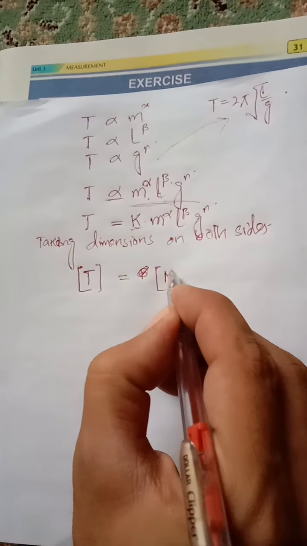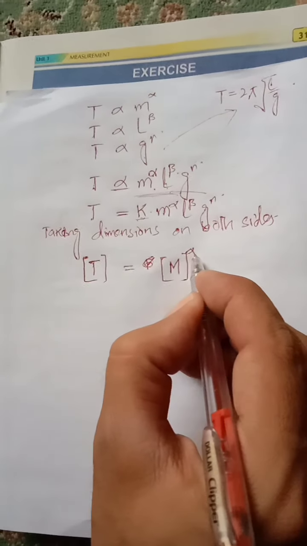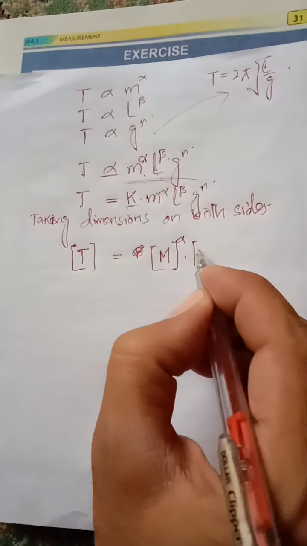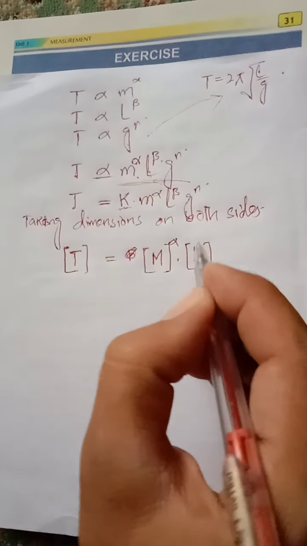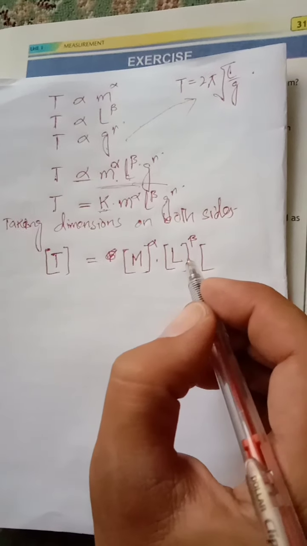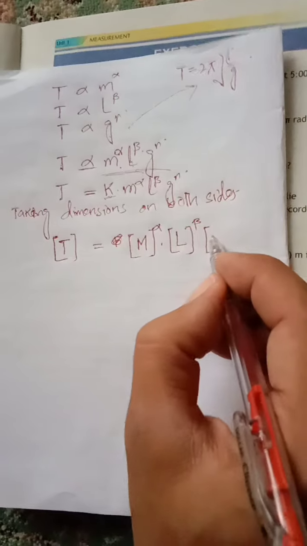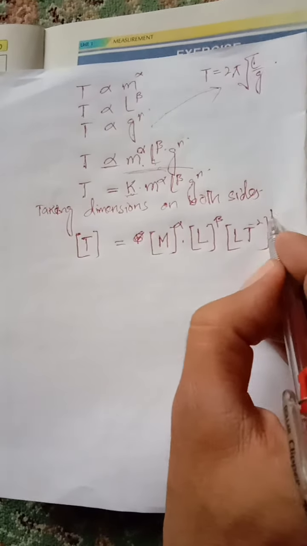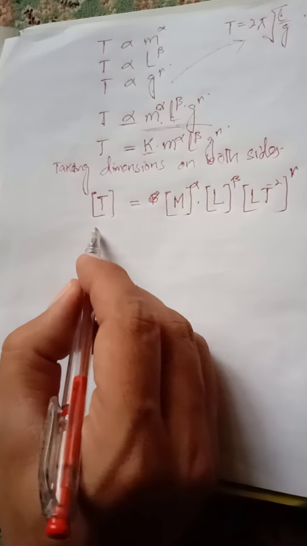The dimension of m is denoted by capital M within square brackets, power alpha. Then we have length. The dimension of length is denoted by capital L, whole power beta. And then there is gravitational acceleration, which is a kind of acceleration, and the dimension for acceleration is L T power minus 2, whole power gamma. I hope that till now there is no problem.